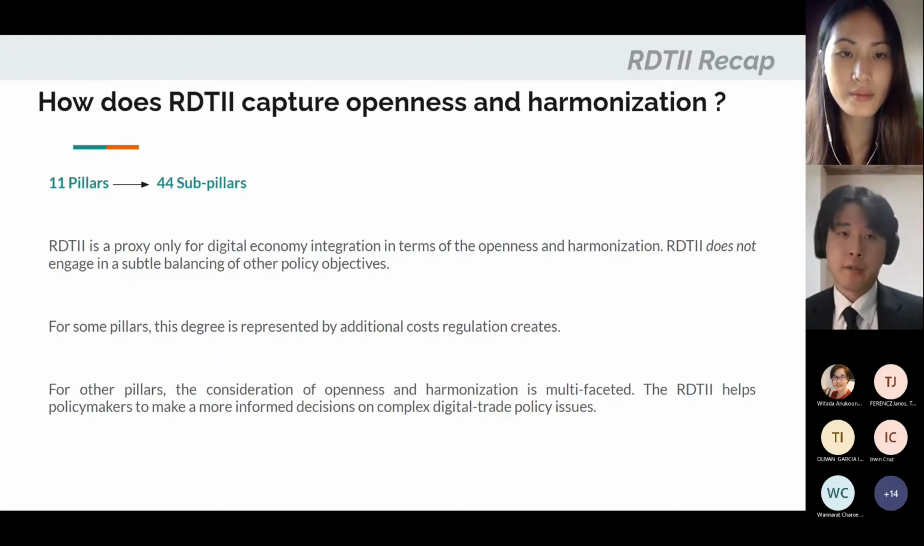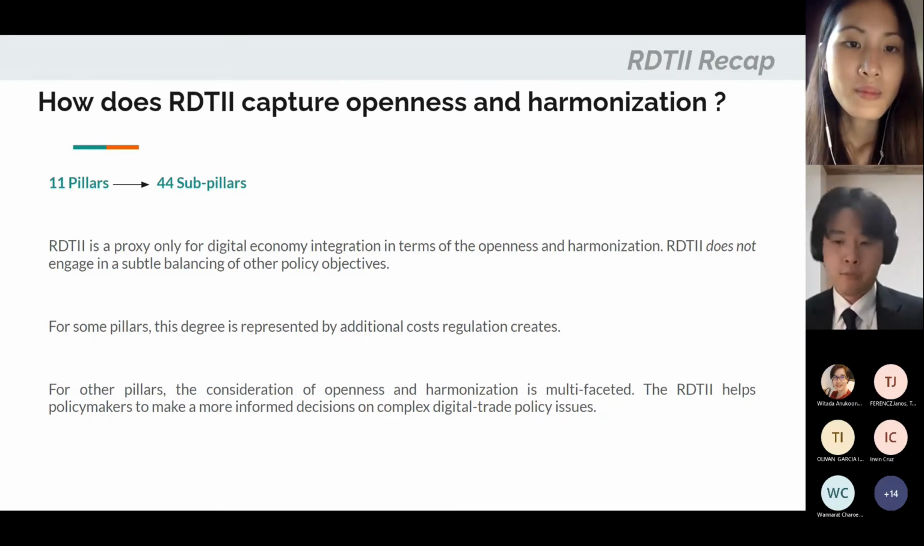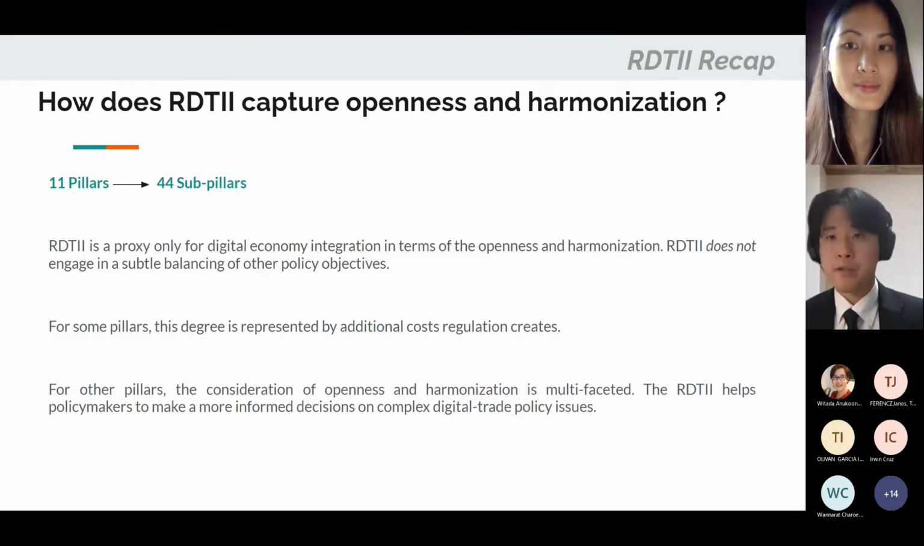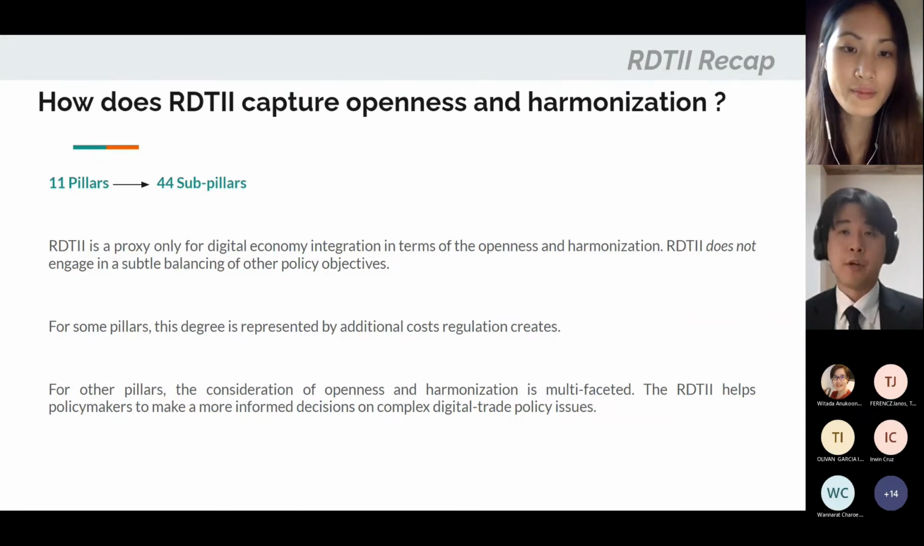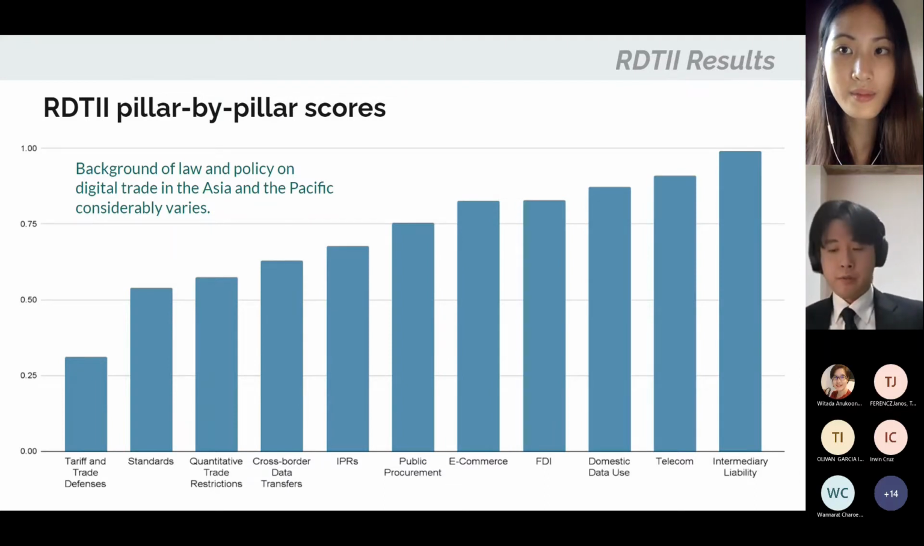But for other pillars, the consideration of openness and harmonization is more multifaceted. It is measured not just in terms of cost, but also in terms of other policy objectives. For example, Pillar 7, which is domestic data policy, is measured not only by the cost that data policy creates, but also by data privacy, data protection, and cybersecurity. These pillars are meant to inform policymakers to make more informed decisions on complex digital trade policy issues. With that, I will toss it to Nanisha, who will present on the scoring.